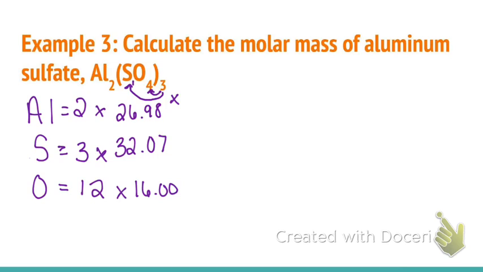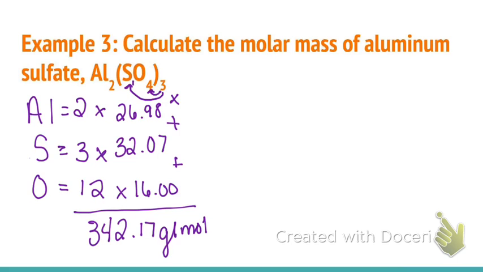We're going to go ahead and multiply 2 times 26.98, add that to 3 times 32.07, and then add that to the last piece of 12 times 16, and you get a grand total of 342.17 grams per mole. Notice that went up a lot more. So you have to have more mass for this particular compound to have 1 mole of it, because we're working with more atoms with different atomic masses versus water and the lithium carbonate.